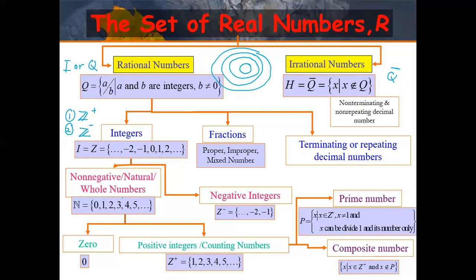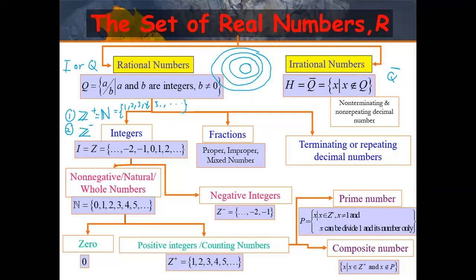Natural number and also whole number. I don't know why here they combine them. Actually, natural number and positive integer are the same. When you see N, it means natural number. It is the same as positive integer, which starts from 1, 2, 3, 4, 5.